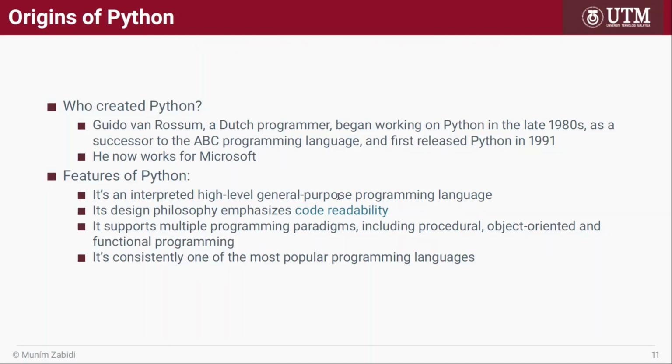But for a lot of other people, they prefer code readability first. So code readability means you can look at other people's programs and you can pick up immediately what was being written. So this is very important in software engineering, where you have to look at old programs and make modifications. And also here, Python supports multiple programming paradigms, including procedural, object-oriented, and functional. Okay, so we've seen procedural, object-oriented, and functional. Suddenly we have something here that supports all that. And it is consistently one of the most popular programming languages.